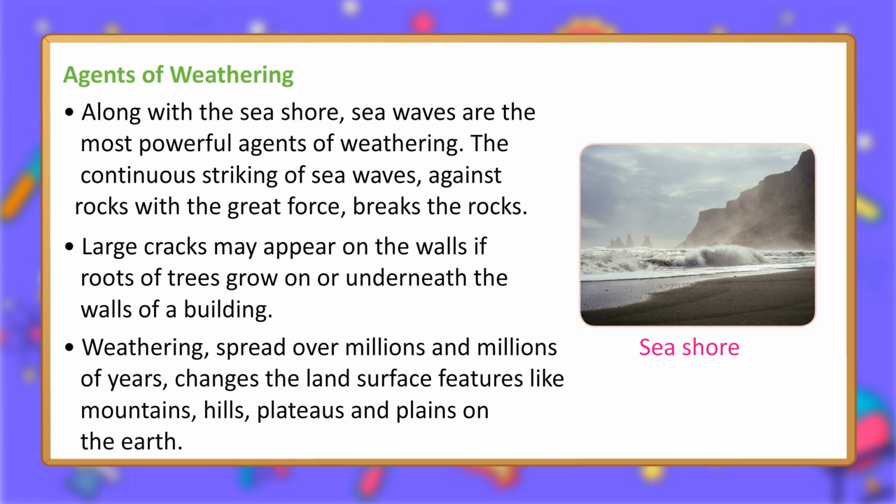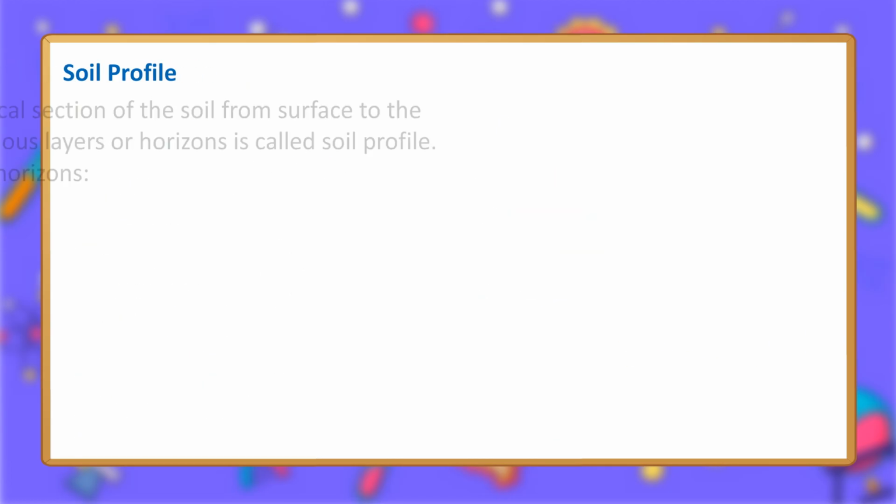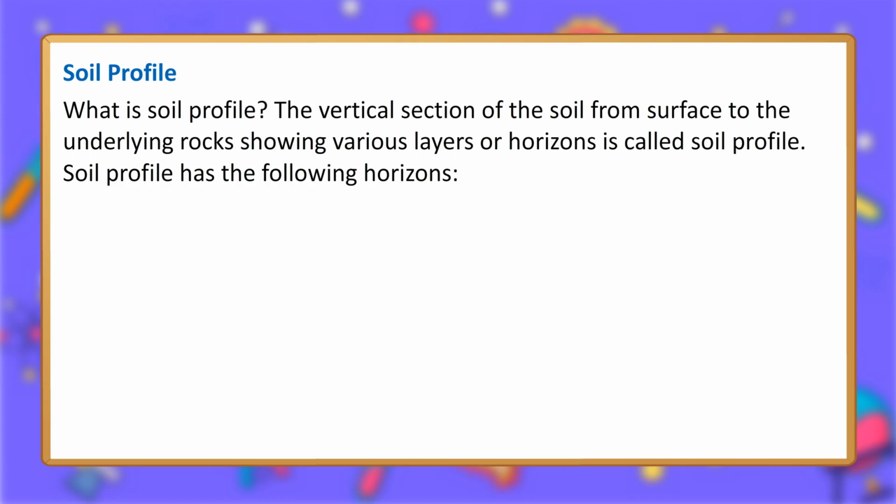Weathering, spread over millions and millions of years, changes the land's surface features like mountains, hills, plateaus and plains on the earth. In case the weathered rock particles remain exposed for a long time, chemical as well as organic changes take place. These changes lead to the formation of soils. Seashore. Soil profile. What is soil profile?